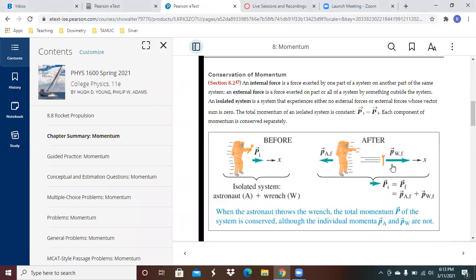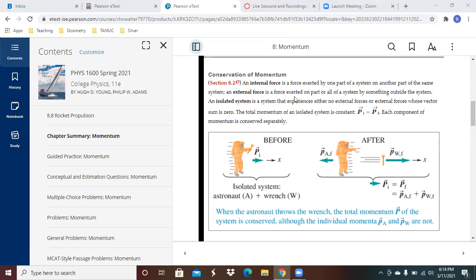So let's take a look here at conservation of momentum. So we've got the astronaut, and we've got a wrench. An internal force is a force exerted by one part of a system on another of the same system. This guy, along with the wrench, is considered to be a system.